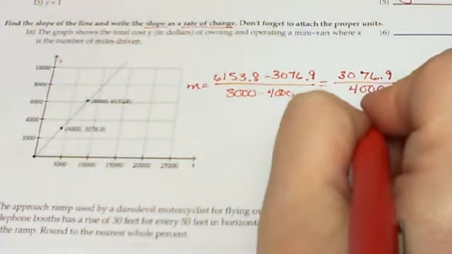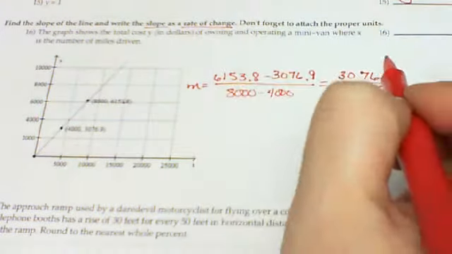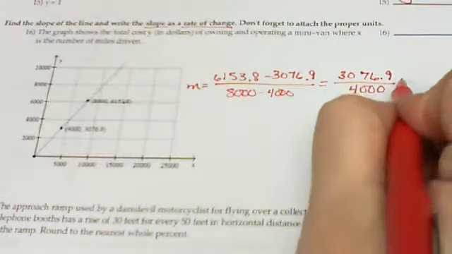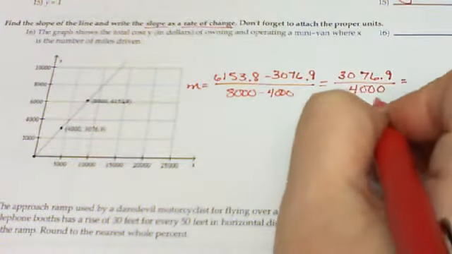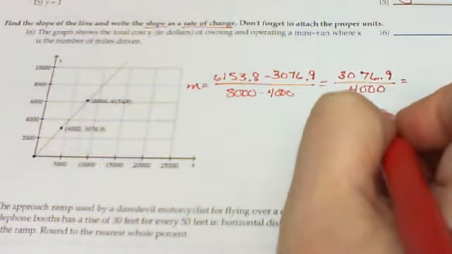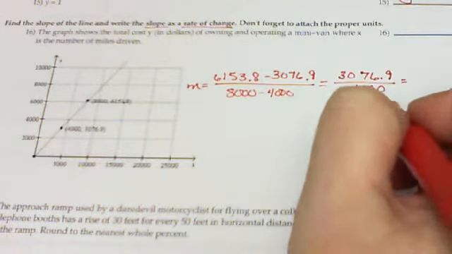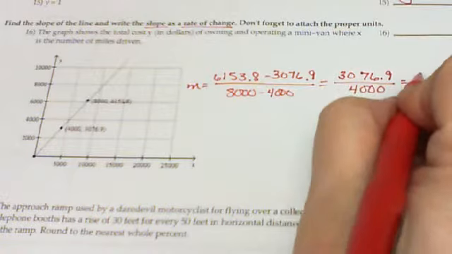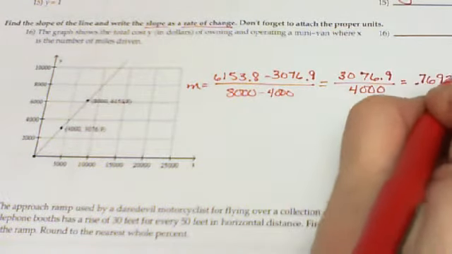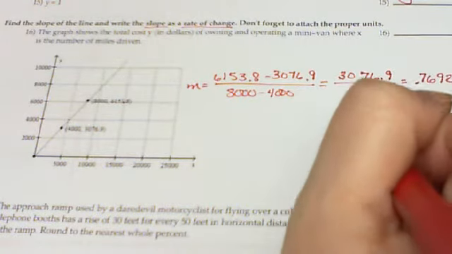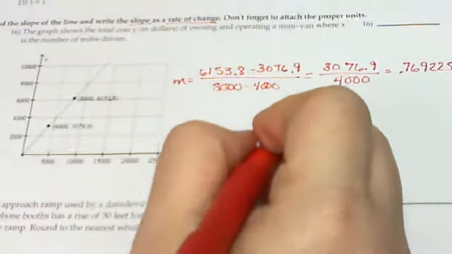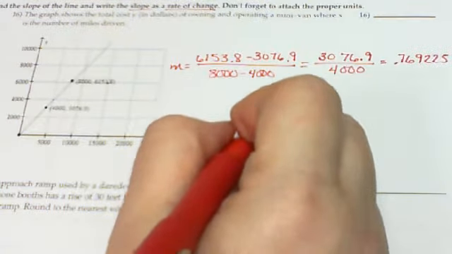However, they specifically said that they wanted a rate of change. Being they want the rate of change, that means you need to actually stick this in your calculator and find a decimal answer for it. That's what rate of change means. They want a decimal answer. So when I do that, I get 0.769225. Now, that is not the answer that they are looking for, however.